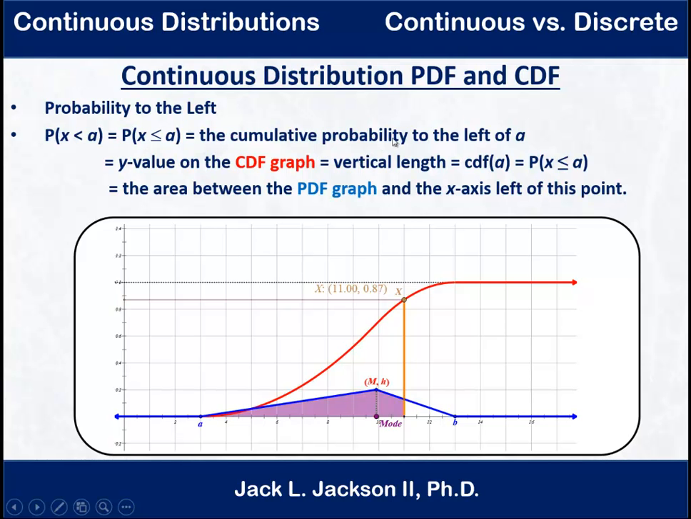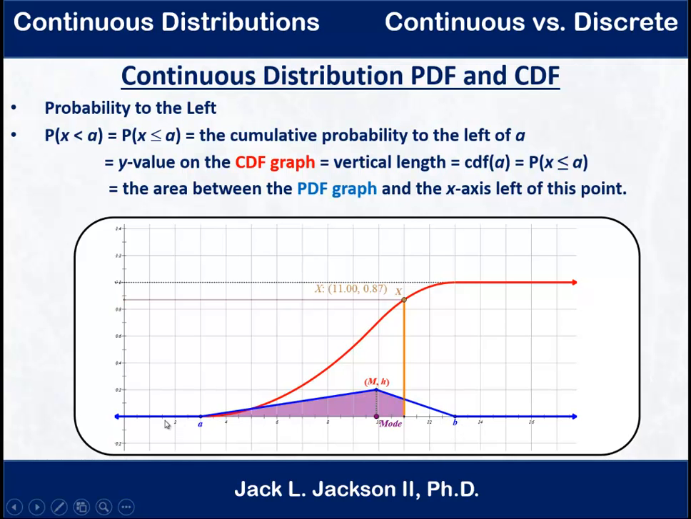And that is the cumulative probability to the left of A, and that is the Y value on the CDF graph. So CDF of A, remember, equals the probability that X is less than or equal to A. So here we have in blue a PDF, and in red a CDF. They're both identical right here, both 0 until we get to this point A, which is 3, and then this one goes up and ends up here. So the CDF is the one that starts at 0 and goes up to 1. The PDF is down here. The PDF is the blue one. The CDF is the red one.